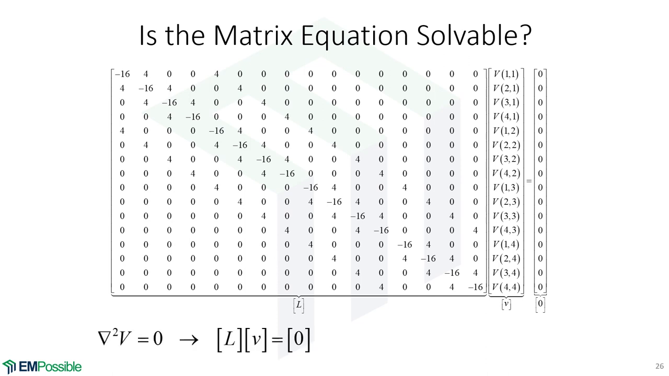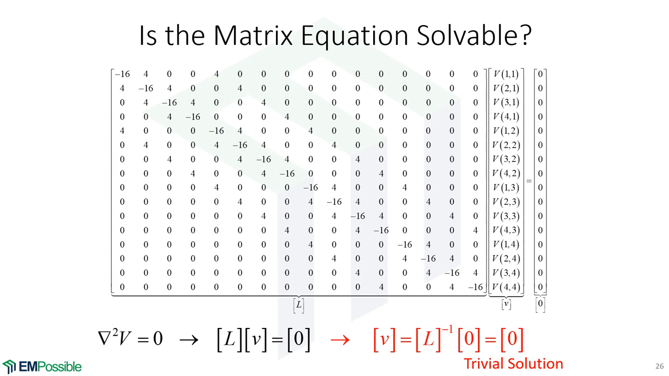Is that solvable? Well, let's pre-multiply both sides of this equation by L inverse. That's really the same as taking this L matrix and bringing it over to the right-hand side to solve for that little V. Well, when we do that, this L inverse times zero just gives us a zero column vector. That's a trivial solution, and so that isn't an answer.